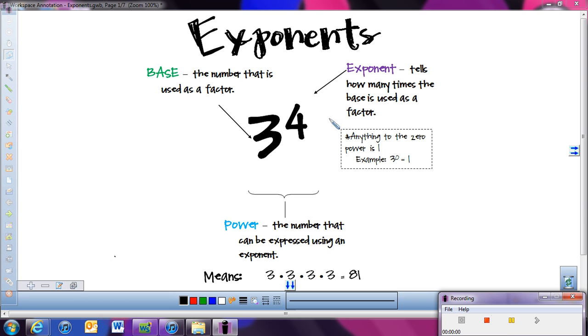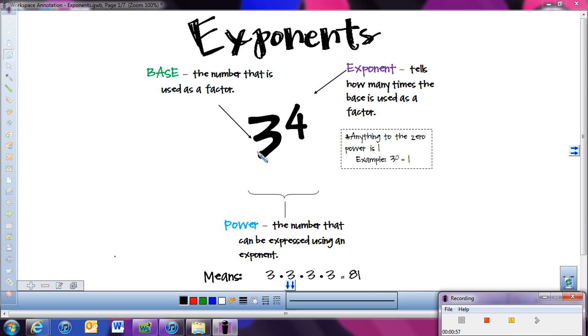So if this was my number right here, this is my power, we have a couple words that go with it. This 3 is our base. That's the number that's used as a factor, meaning the 3 is what we're going to be multiplying each time. And then this 4 is the exponent. That's how many times we're going to be writing the 3 over and over again. And then we call the whole thing the power. So 3 to the 4th power, that's how we would read this, means take 3 and multiply it by itself 4 times, or 3 times 3 times 3 times 3, which would give us 81.